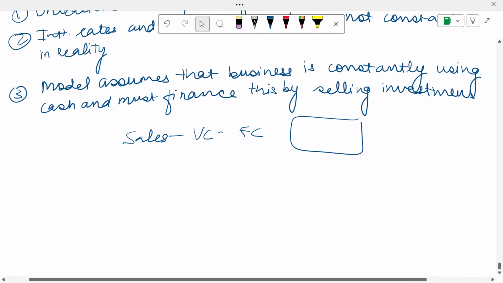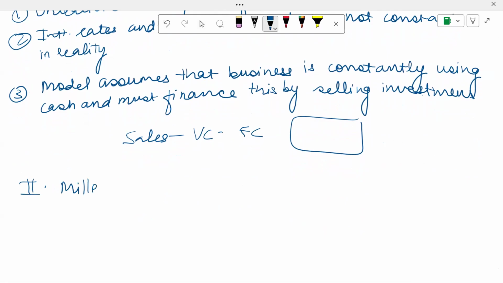Now the first model is covered. Let's talk about our second model, which is the last topic in this chapter. The second model is the Miller-Orr model.